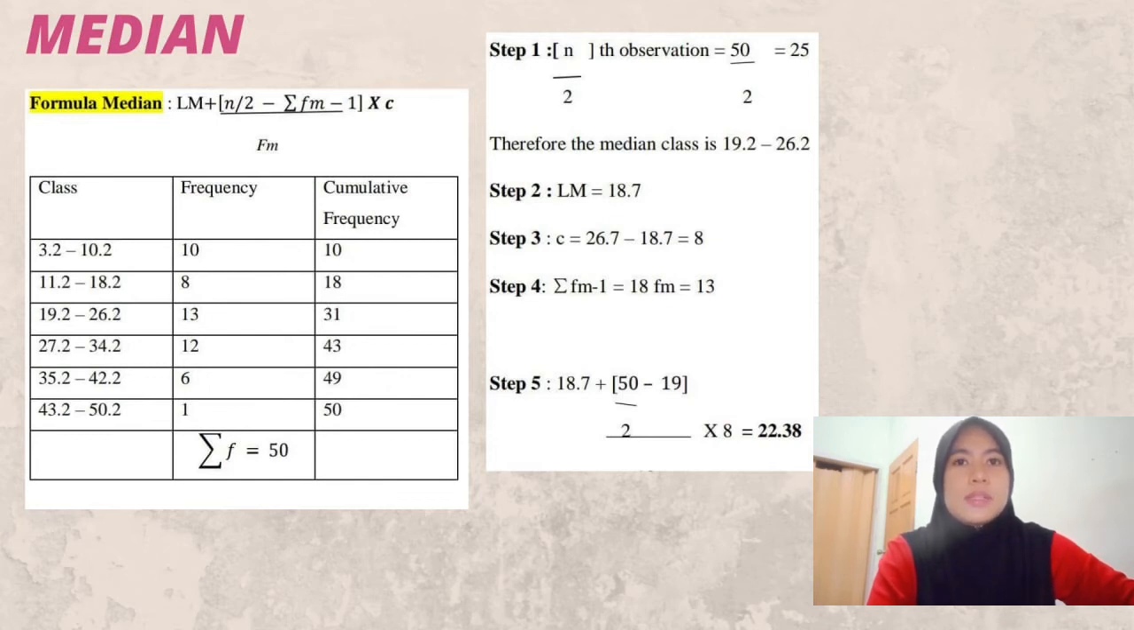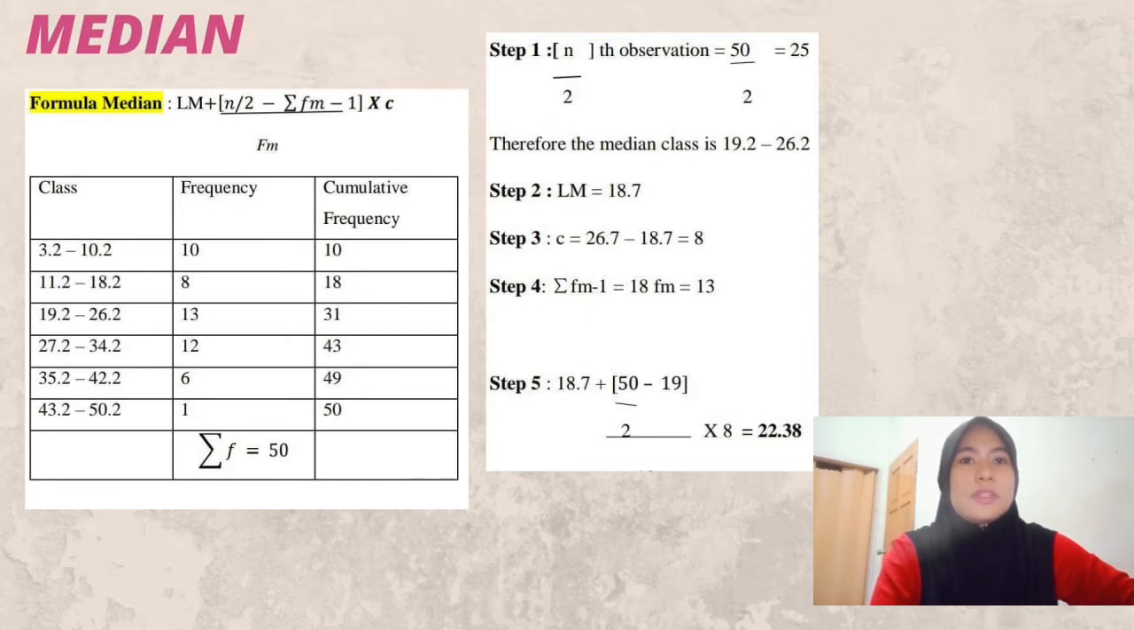Table for median is class, frequency, and cumulative frequency. As you can see, there are 5 steps to determine the median. For step number 1, determine the location of the median class, which equals 25. Step number 2, determine the lower class boundary, LM, which equals 18.7.